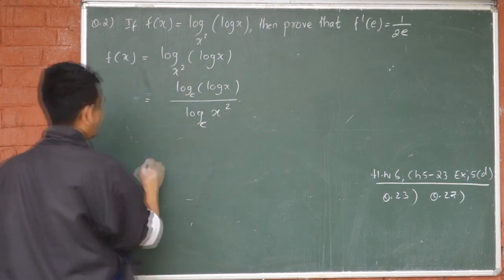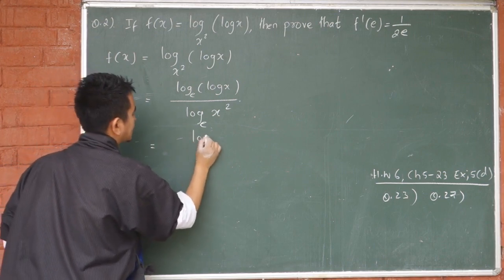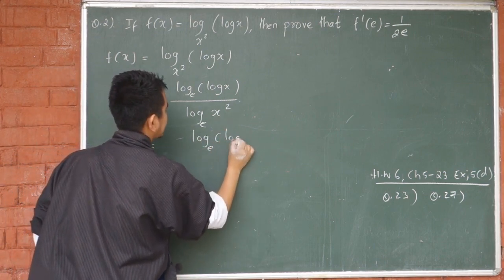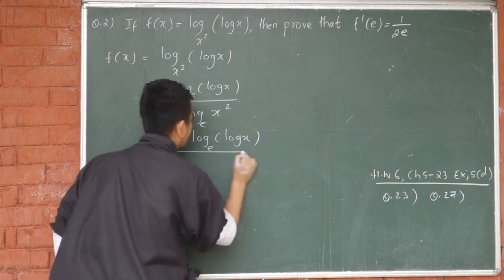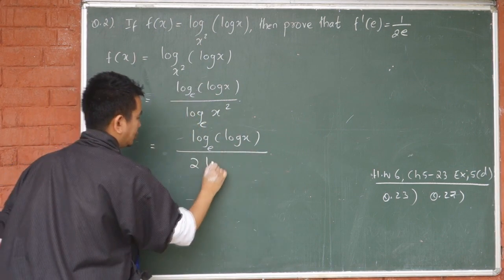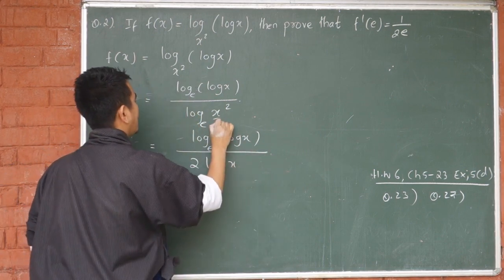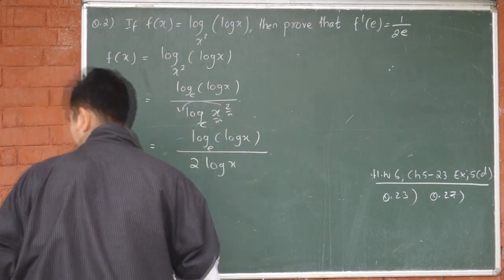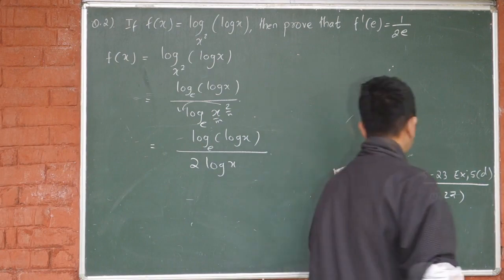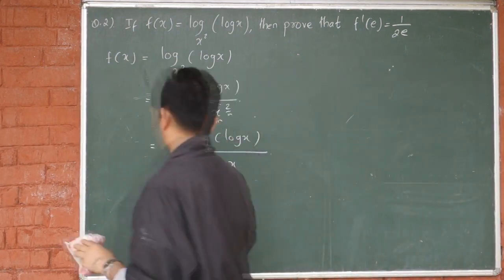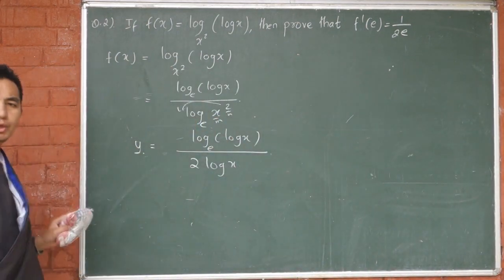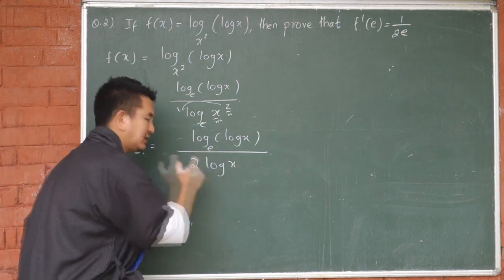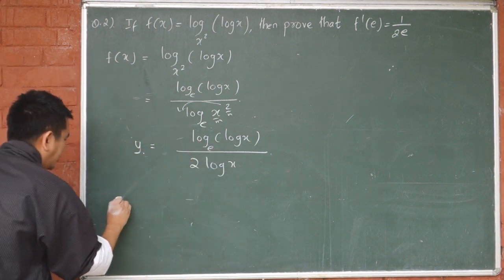So let me rewrite once more. This can be written as log to the base e of log x divided by 2 log x. This is in the form of log m raised to n. You bring this 2 in front. So we have y. What we can do here is go with the quotient rule. This also is a function, this also is a function.